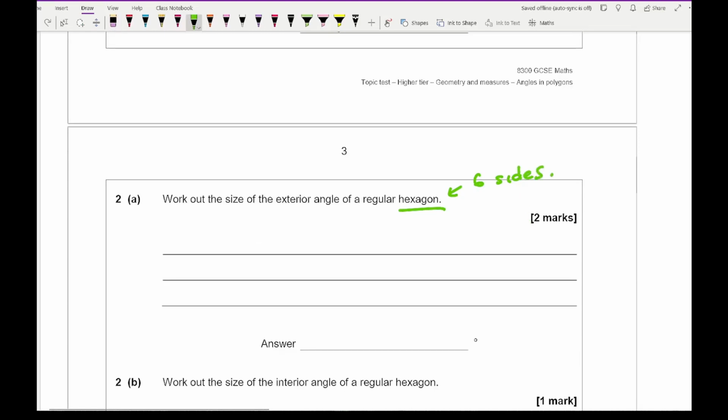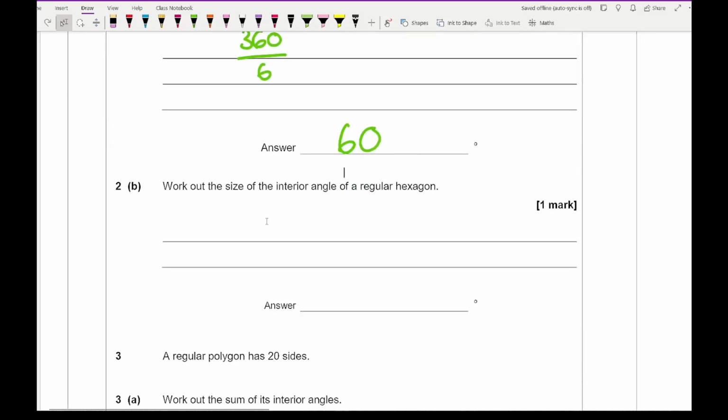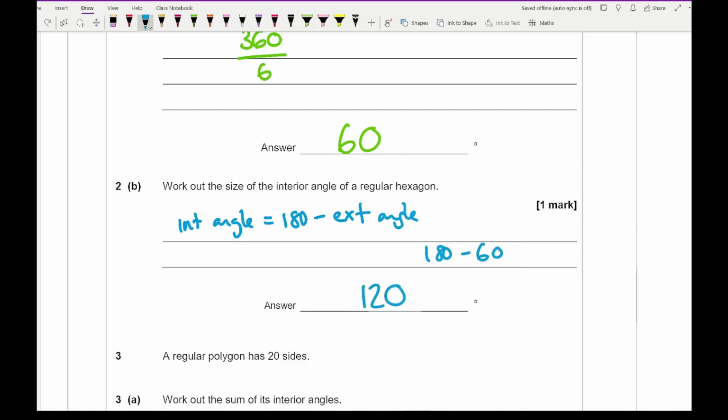It's got 6 sides, so all I need to do is 360 divided by 6, which gives me an answer of 60. It then says work out the size of an interior angle. Well, again, the interior angle is 180 minus the exterior angle. So it's going to be 180 minus 60, which is 120.